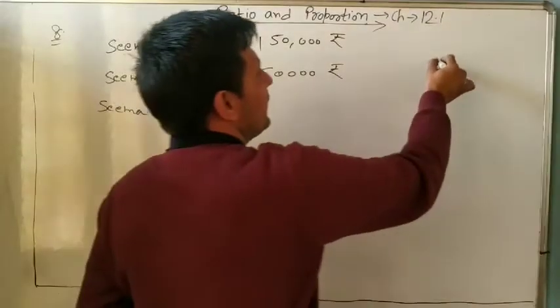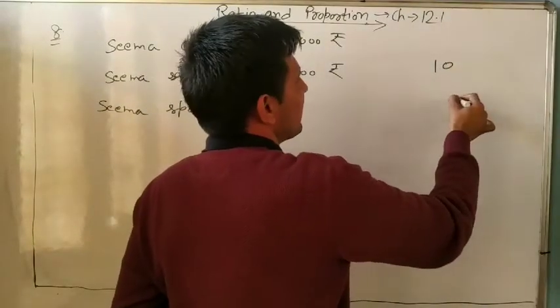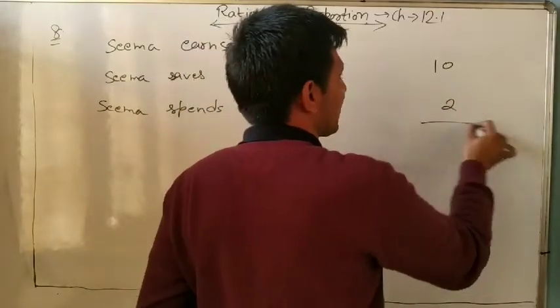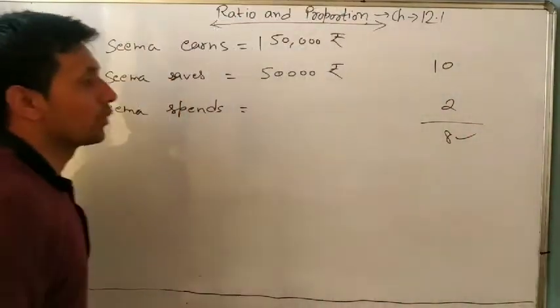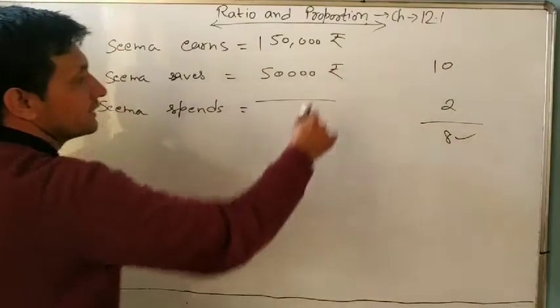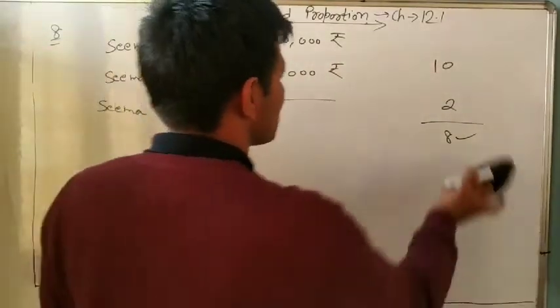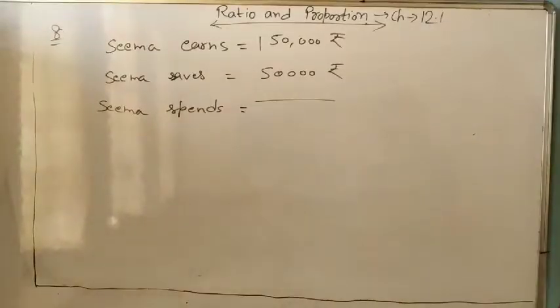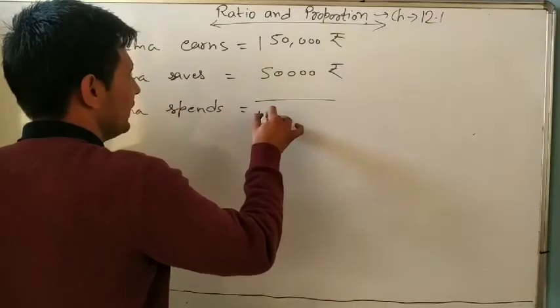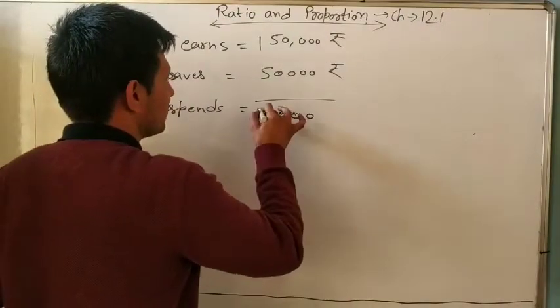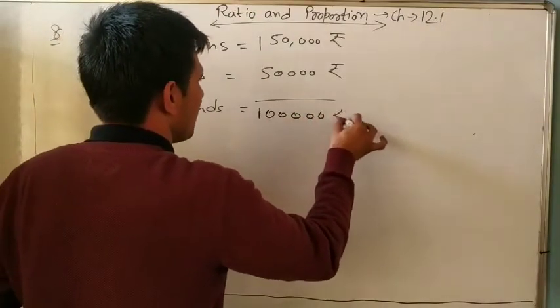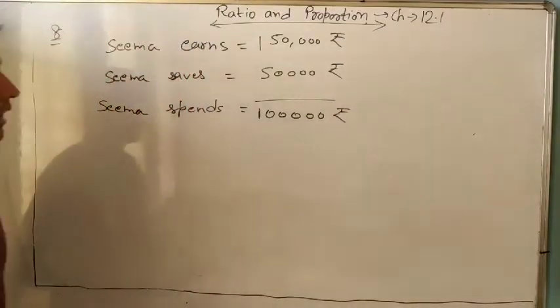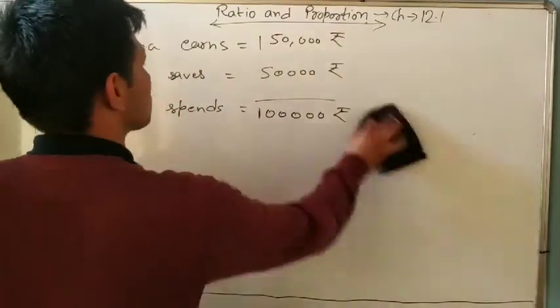You have 10 rupees and your saving is 2 rupees. How much do you spend? So 10 minus 2, 8. So 8 rupees is the same as the spending. So how much is the spending? Earning minus saving. How much remains? It is 1 lakh. Understand it? Now you can find it like this also.